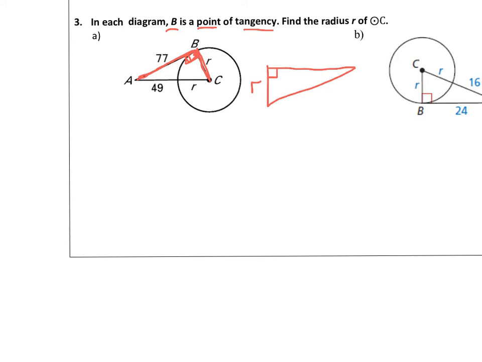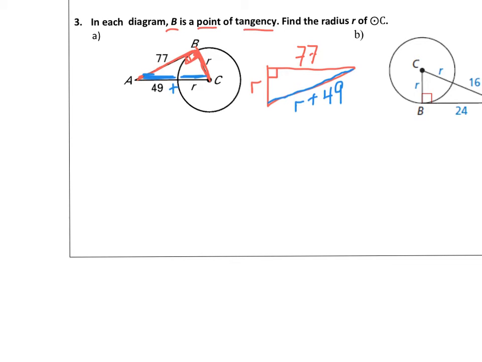This side is R, my radius. This top side is 77. And as for the hypotenuse down here, it's going to be this piece, which is 49, and this piece, which is R. So that third side right here is going to be the sum of those two. So it's going to be the radius plus 49.